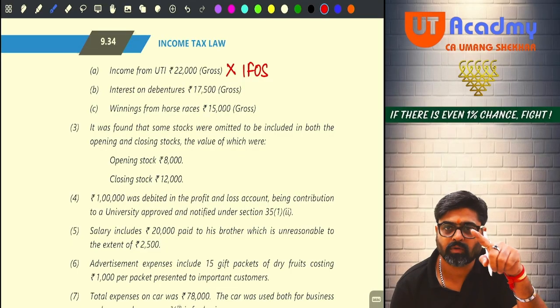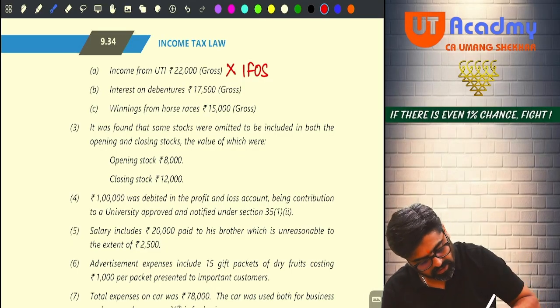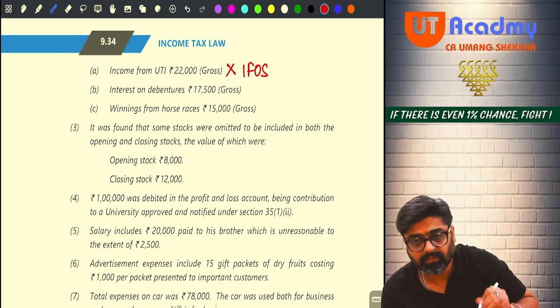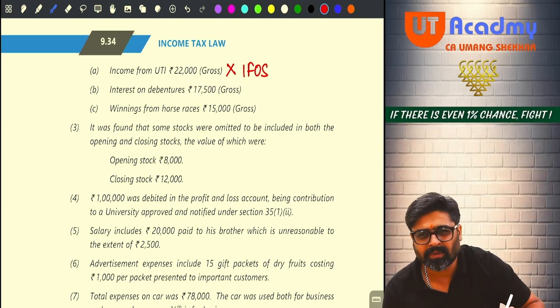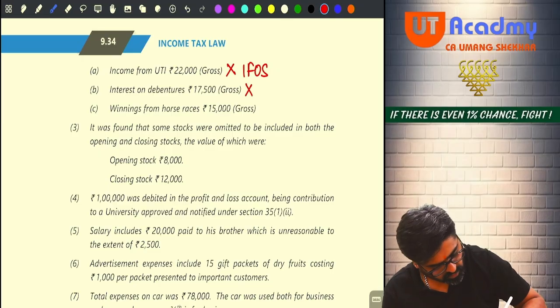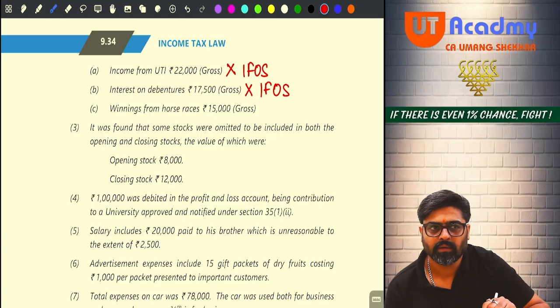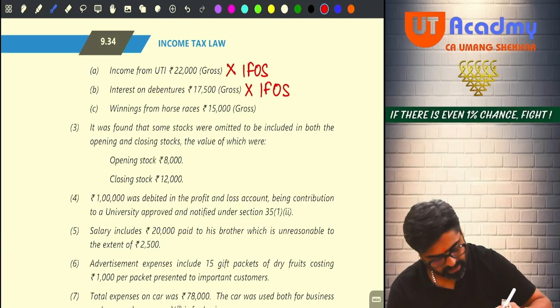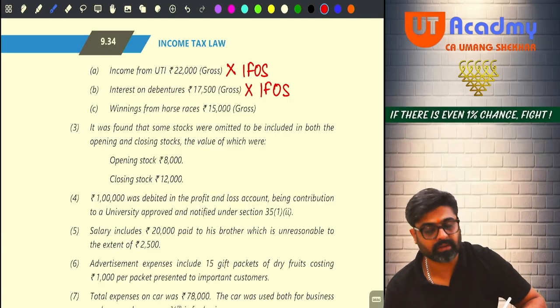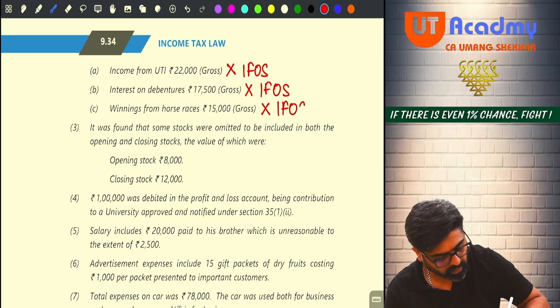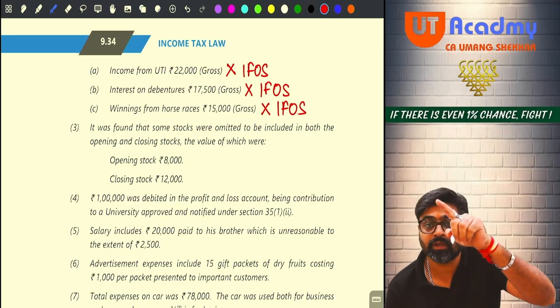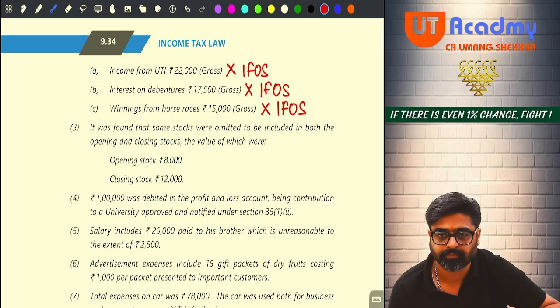On your calculator, whatever profit is there, minus. Okay. Now tell me, interest on debentures, 17,500. Is it your PGBP income? No. This is my IFOS income. So in your profit, this is also added. Reduce. Okay. Next one is winnings from horse races. Is it your PGBP income? No. This is also your income from other sources. So reduce this amount also from your profit.